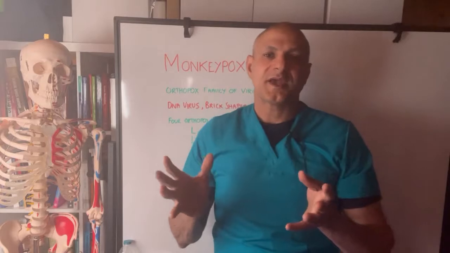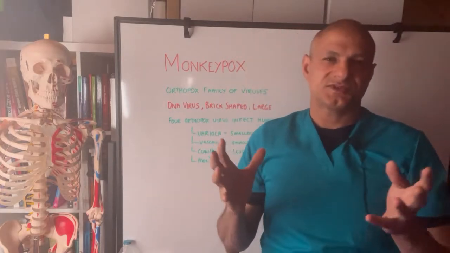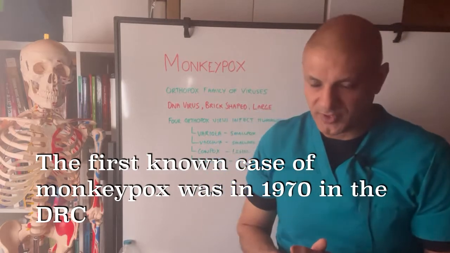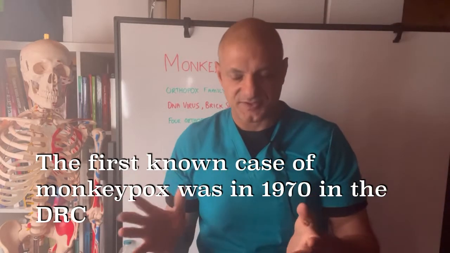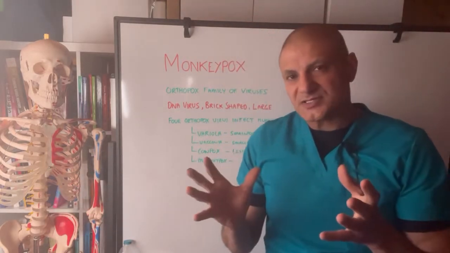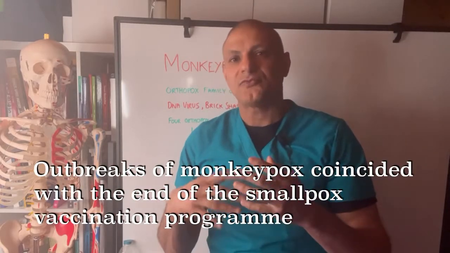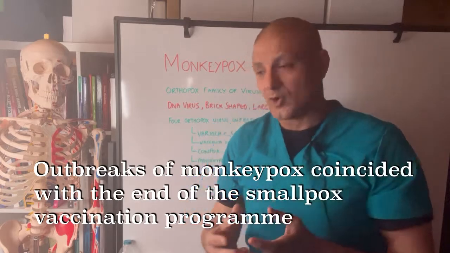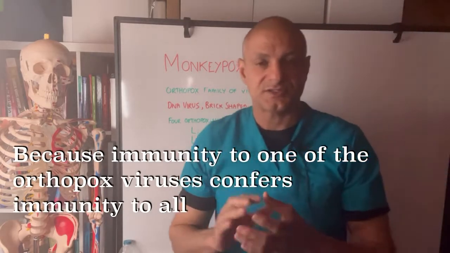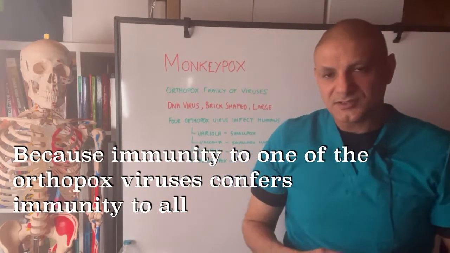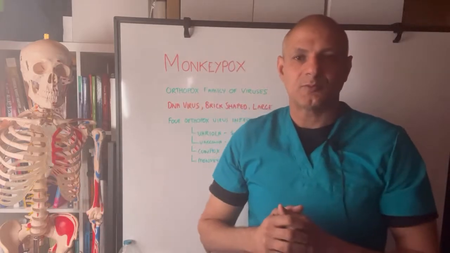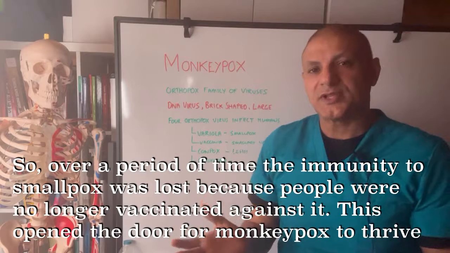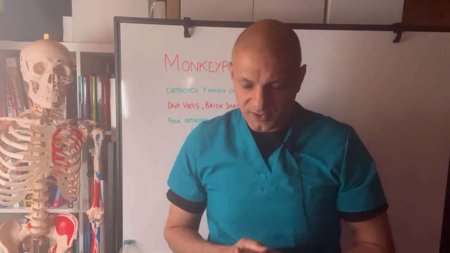Now, the first known case of monkeypox was identified in the Democratic Republic of Congo in about 1970. It coincided with the end of the smallpox vaccination, because as we've said, if you vaccinate for one of the orthopox viruses, then you have immunity for the rest. So as there was a decline in the number of smallpox vaccinations, or if that generation died out, we saw an increase in the incidence of monkeypox.